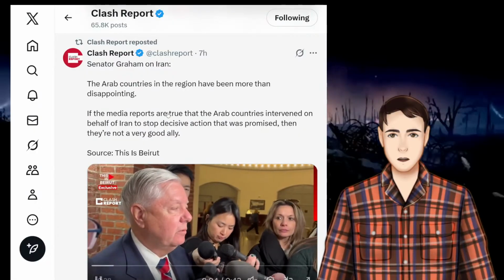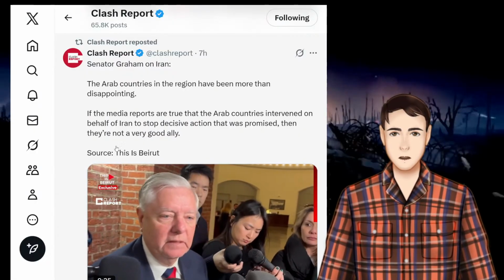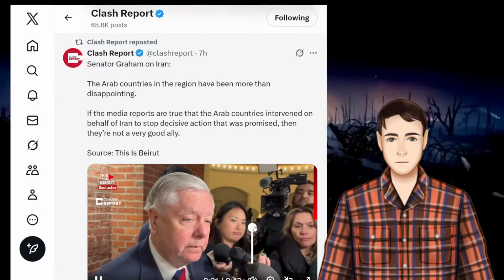With Greenland. Senator Graham on Iran. The Arab countries in the region have been more than disappointed.